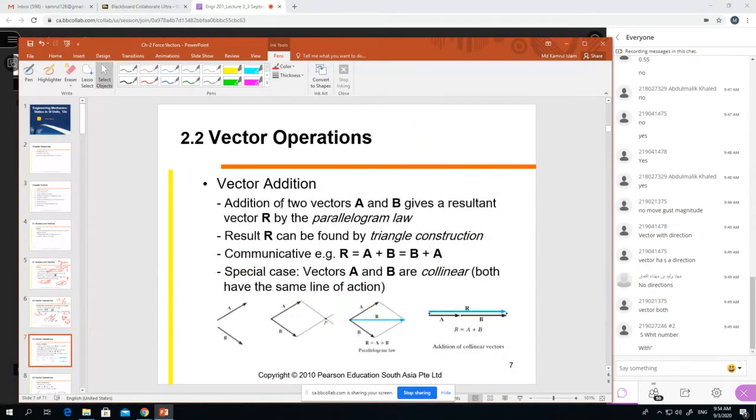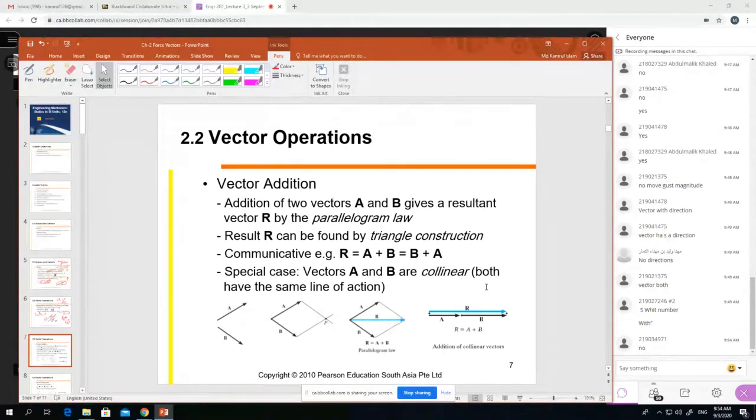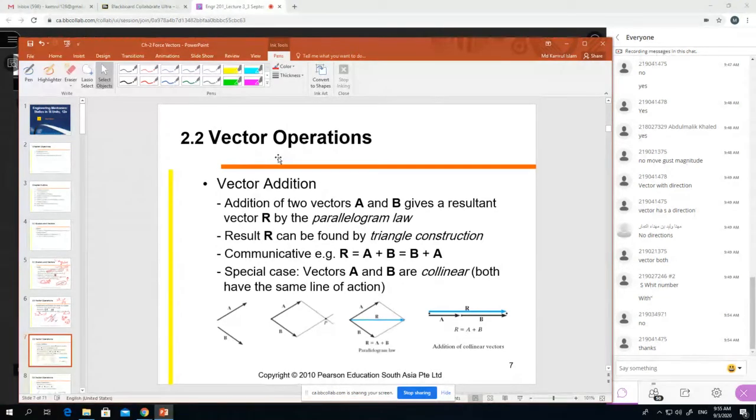Then vector addition. Are you with me? Does anyone have any question? No question, right? Okay, no question. Thanks. These are actually simple things I'm showing you here. Vector operation. So addition of two vectors A and B gives a resultant vector R by the parallelogram law.